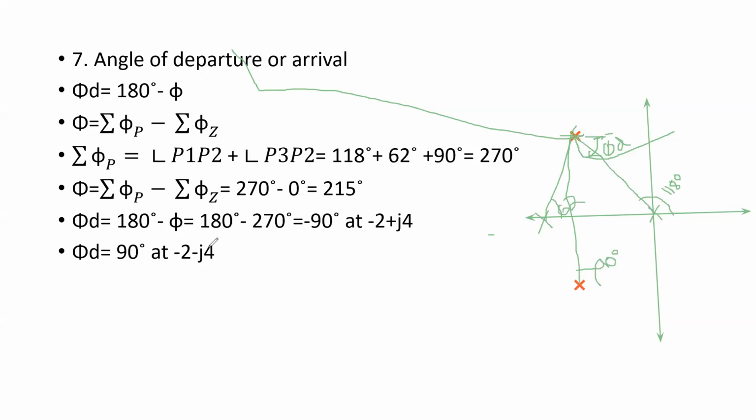that is, you will get an angle of departure as -90. The angle of departure will be -90 for this pole and +90 for this pole. The root locus has to come out from these poles. So if I have a pole here, how will the root locus come out, whether it is coming out like this or this way? How will I know how it is coming out?